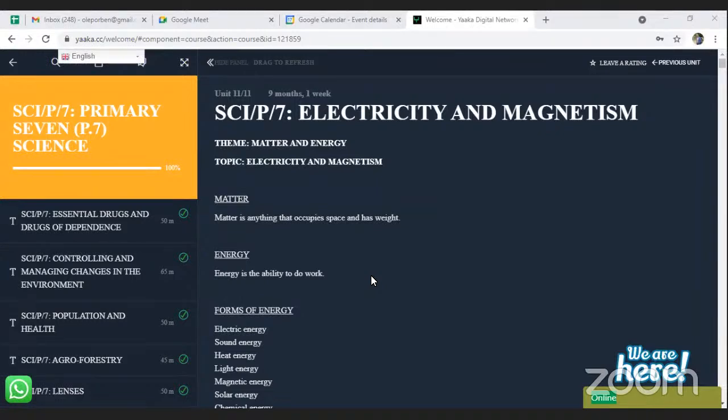We also look at electricity and magnetism. And then the third topic that we look at in P7 is energy resources in the environment. Those are the three topics that we look at in first term. And then second term, we have the respiratory system, not even respiratory, but excretory system.